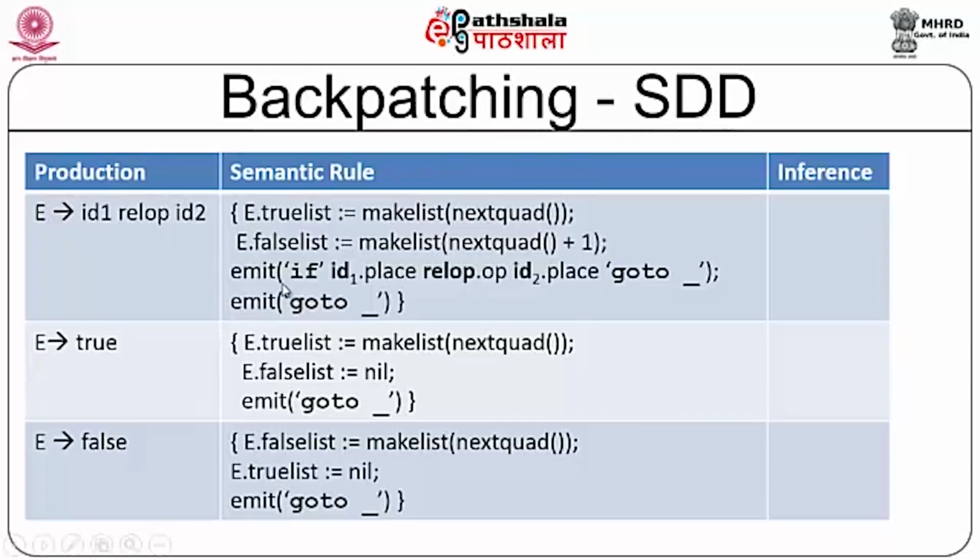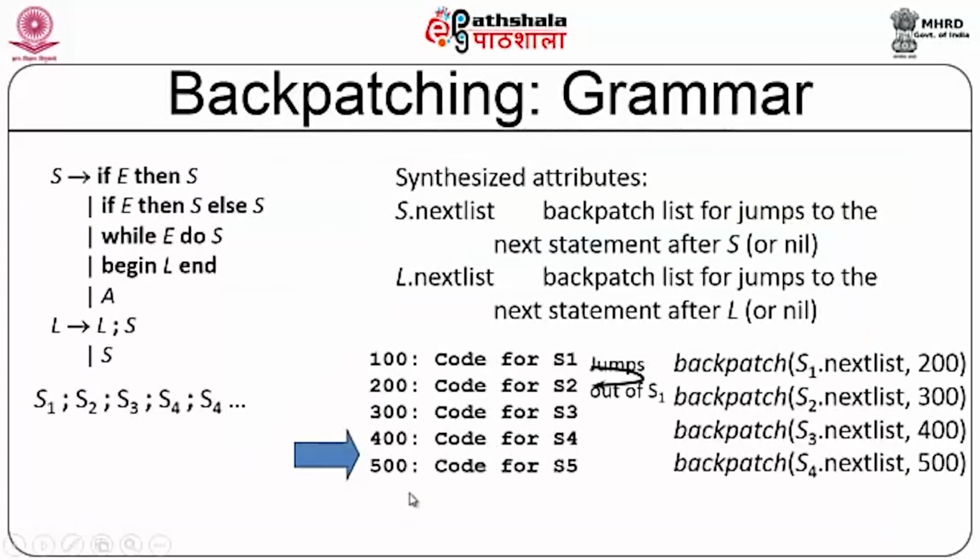And after this, when you have a true and a false value, E produces true: E.truelist will be makelist of nextquad, and E.falselist will be nil in this case, and you will simply emit go to dash. Similarly here, if it is false, the false list will be only that particular line number, the true list will be nil in that case, and you will simply emit a go to dash. So this is what we have here, and on top of it you can also have control flow statements as part of your backpatching example.